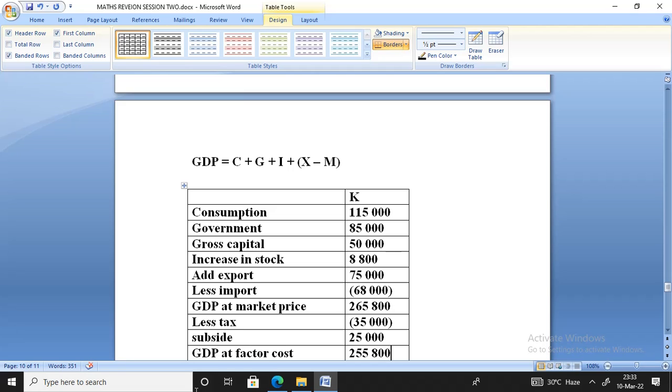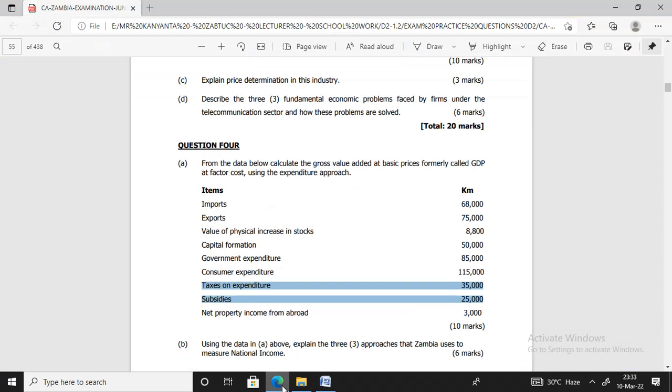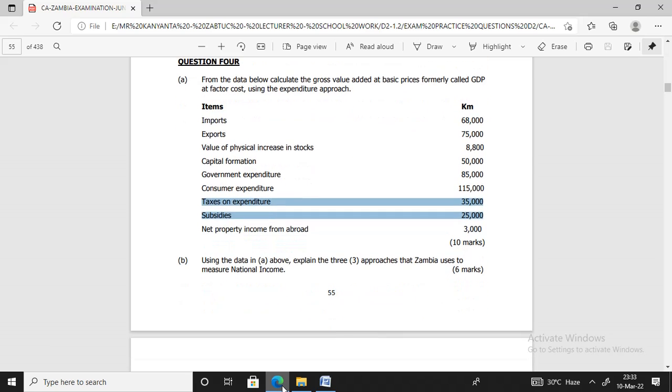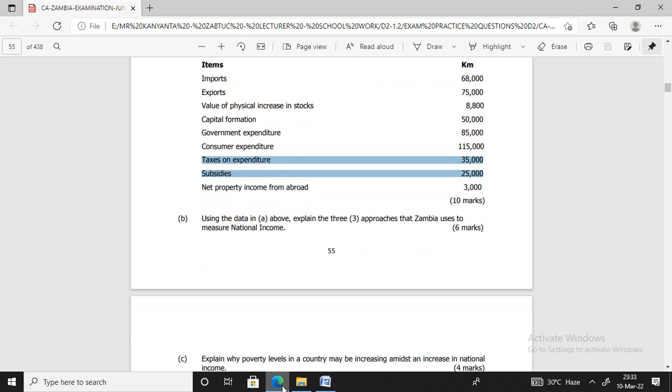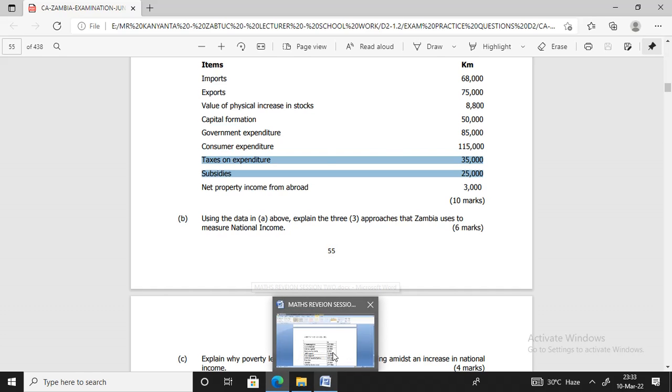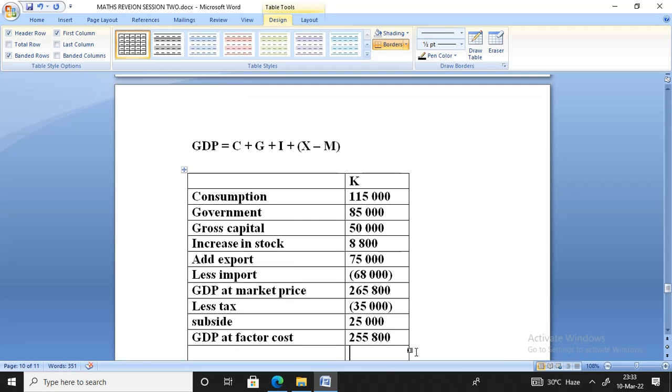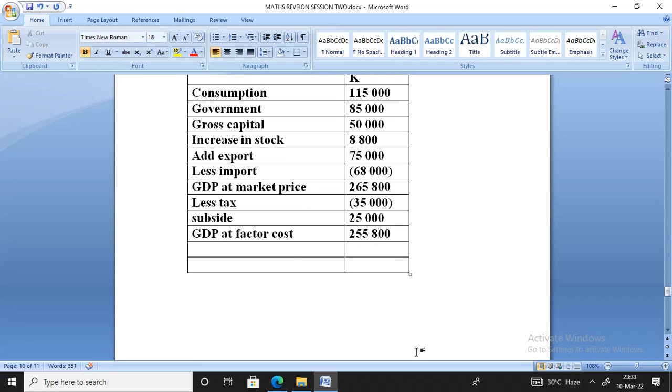All right, so let's move on and look at the next question. Using the data in A above, explain 3 approaches Zambia can use to measure national income. I've already talked about the 3 approaches you can use to measure national income. So let's just highlight that again. The methods that you can use include: number 1, you can use the expenditure method.